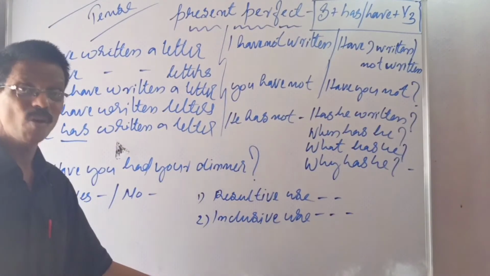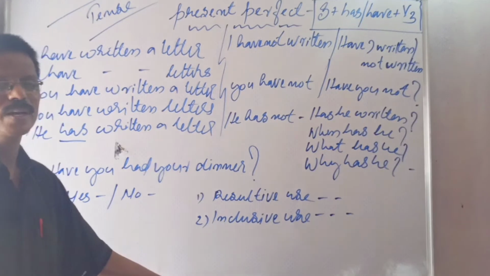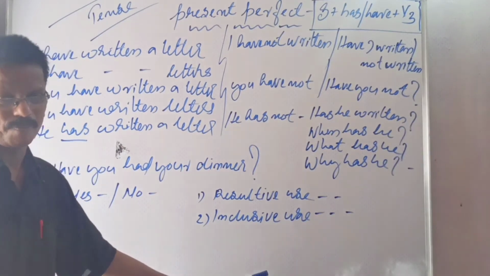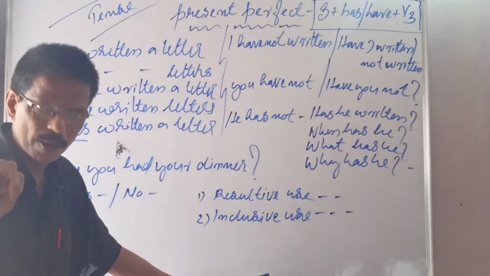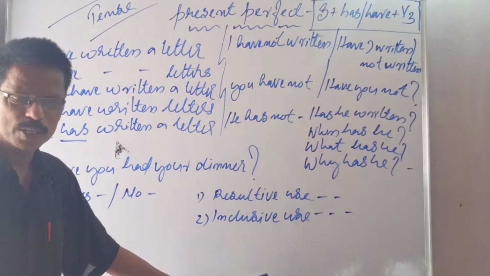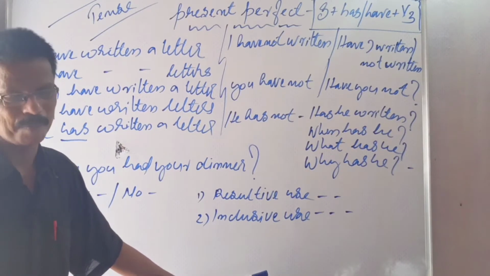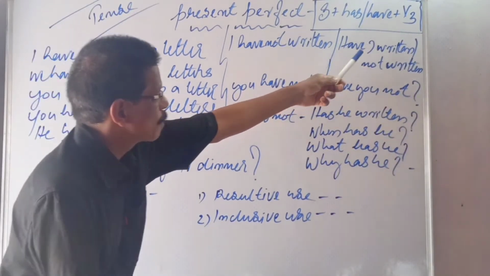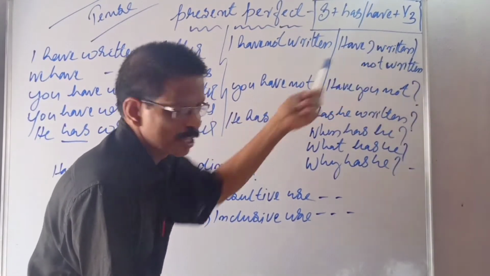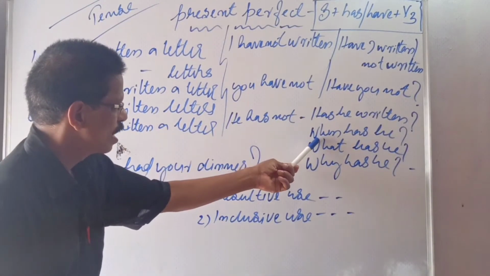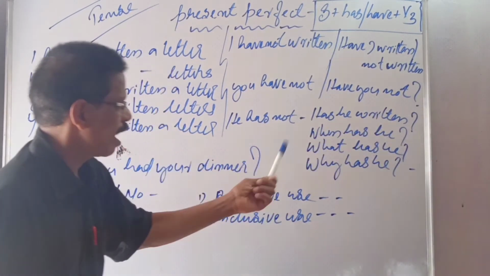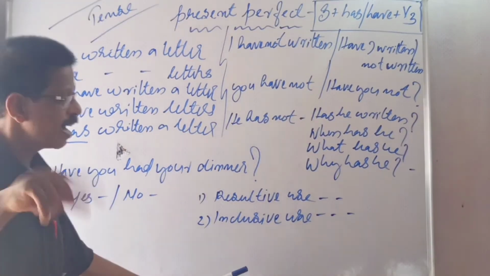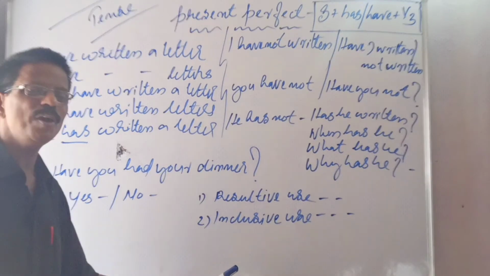Structure, don't forget. To make a question, suppose if it is an auxiliary question, the structure is auxiliary verb plus subject plus verb. If it is question word plus auxiliary verb plus subject plus verb, it is a question word question. Don't forget, I told several times in previous videos too. What is that? Auxiliary verb plus subject plus verb is an auxiliary question. Question word plus auxiliary verb plus subject plus verb. When has he written? How has he written? Why has he written? Has he written? Anyway, you can say.